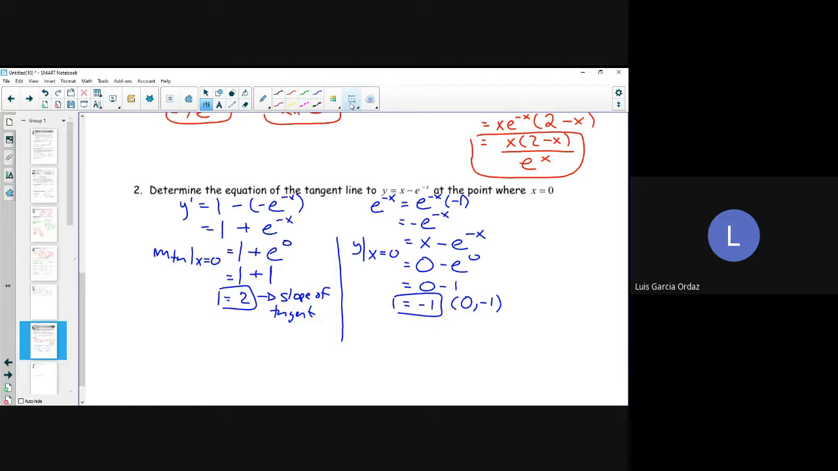So now I can find my equation. So remember, it's y minus y1 is equal to m times x minus x1. So I get my y value of -1. So y minus -1, which is just y plus 1, is equal to 2 times x minus 0. So I get y plus 1 is equal to 2x. And if I write it in standard form, I get 2x minus y minus 1 is equal to 0.